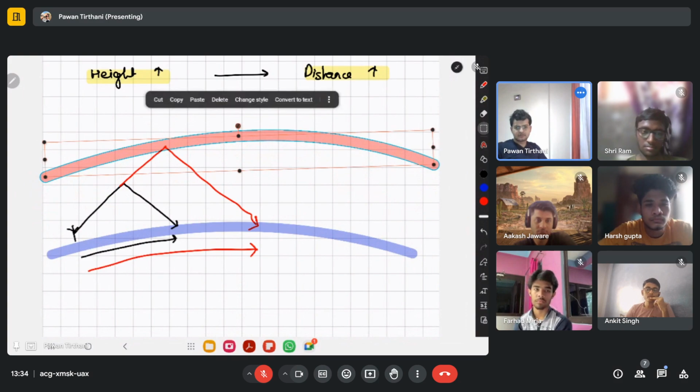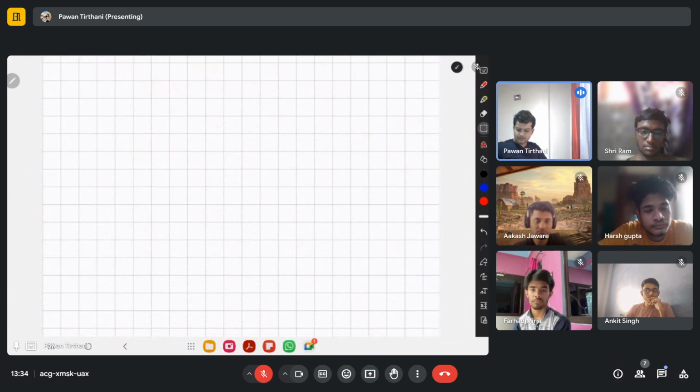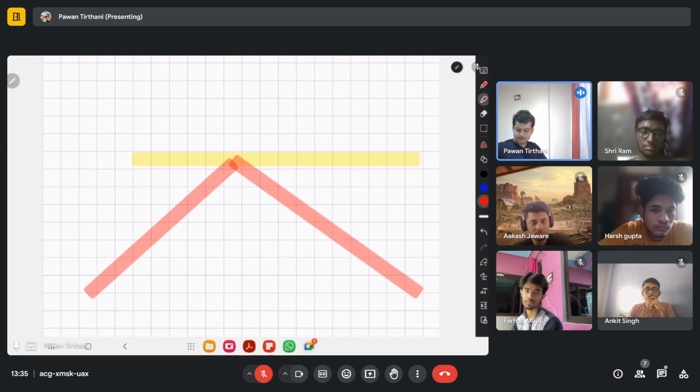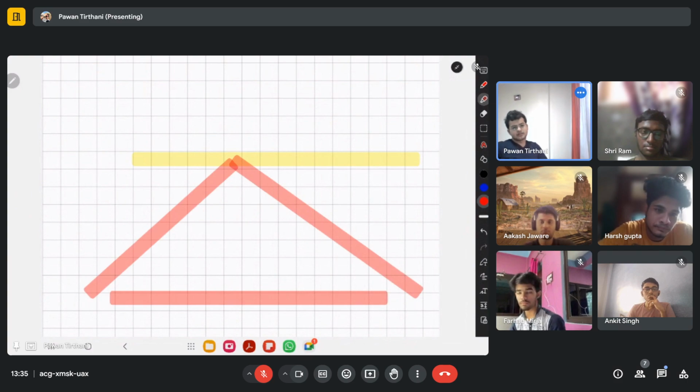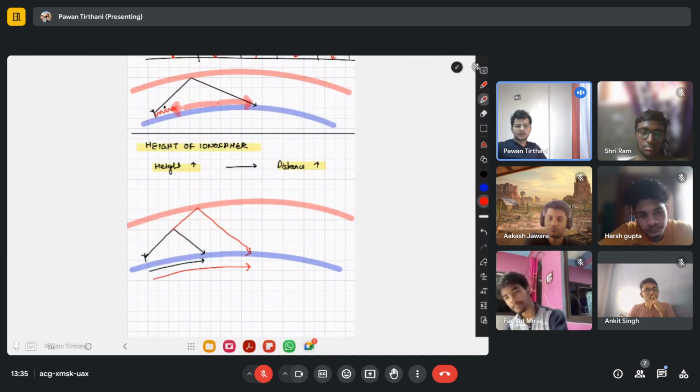Very easy. If the ionosphere comes down, all the distances come down. That simple. It's like throwing a ball. Let's say you have a wall over here. If I throw a ball from here to this place, this distance will be very less. But if I throw the ball from a very, very far away place, this distance is going to be much bigger. It's like that. Okay? That is all for today.